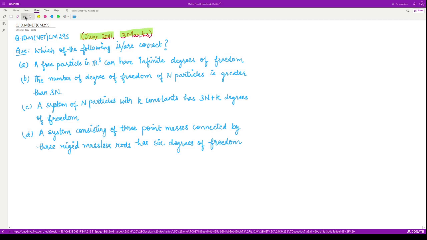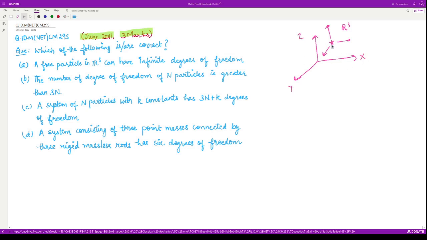It is given that the first option, a free particle in R cube can have infinite degrees of freedom. So let us look at this case. We have a 3D space R cube, and we have a particle over here. Now this particle can move either in this direction or in this direction or in this direction independently. Say this is X, this is Y and this is Z.